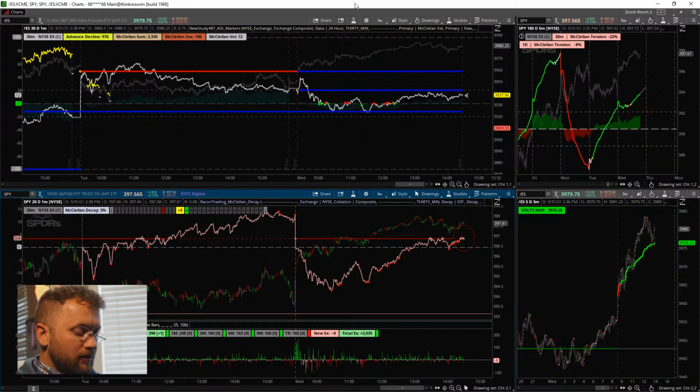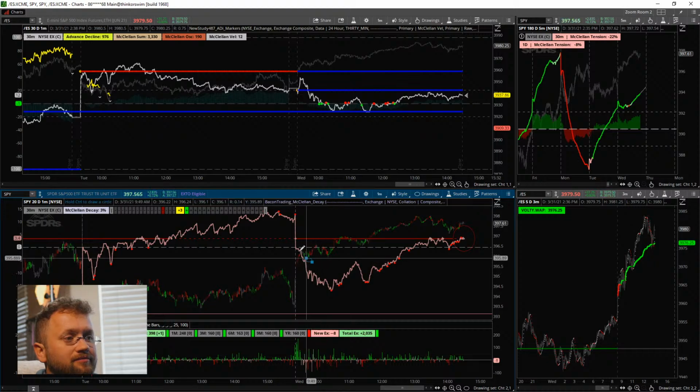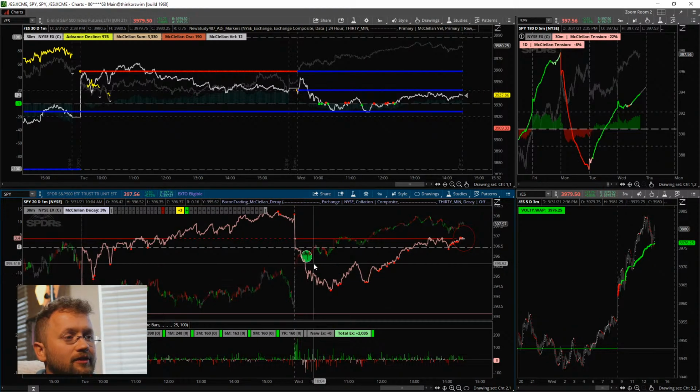Okay, so let's take a look at what happened this morning. First thing that happened, you can see we got our velocity numbers up. Decay pops down right off the open. We get our trapped orders, so we have our first position showing up right here. There it is. Oh, look, it's green.